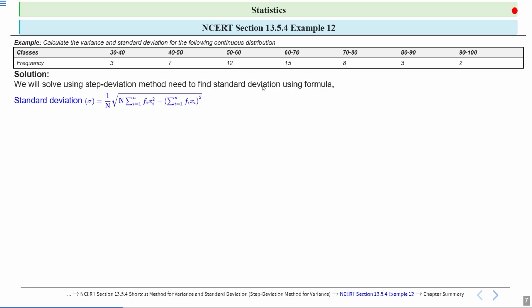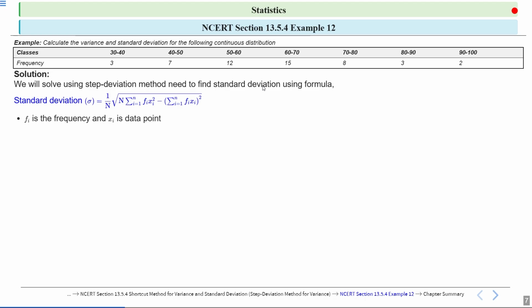Note here the formula for standard deviation: sigma equals 1 divided by n times the square root of n times the summation from i equals 1 to n of fi times xi square, minus the sum from i equals 1 to n of fi times xi, whole squared. Here n is the total frequency, fi is the frequency for each class, and xi is the midpoint of each class.